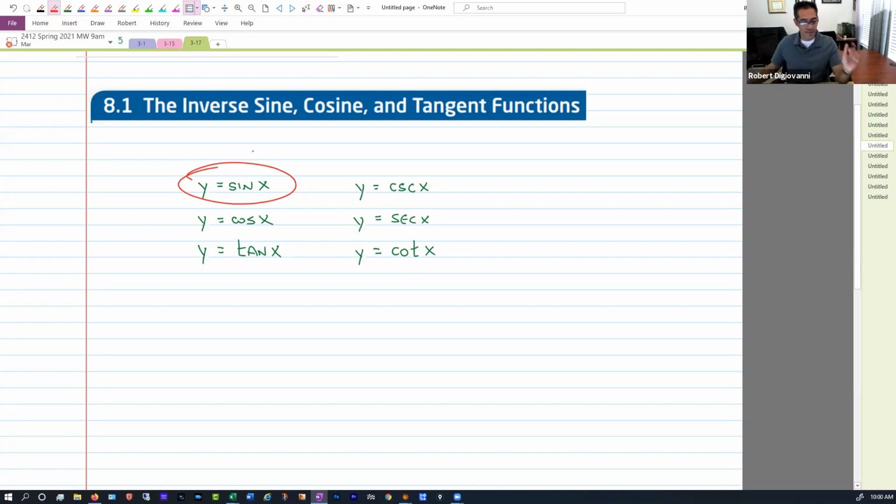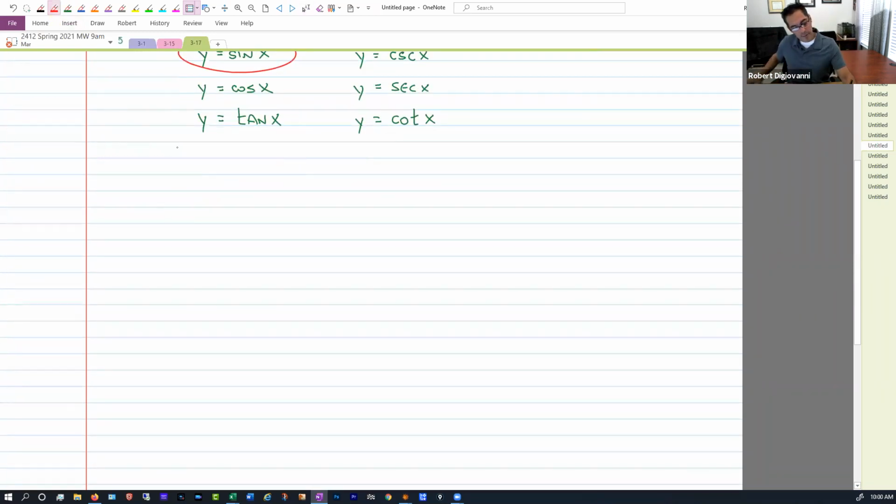We're going to start with just the very first one, and let's talk about sine by itself. I'll call it f of x. Does f of x equal sine x have an inverse?